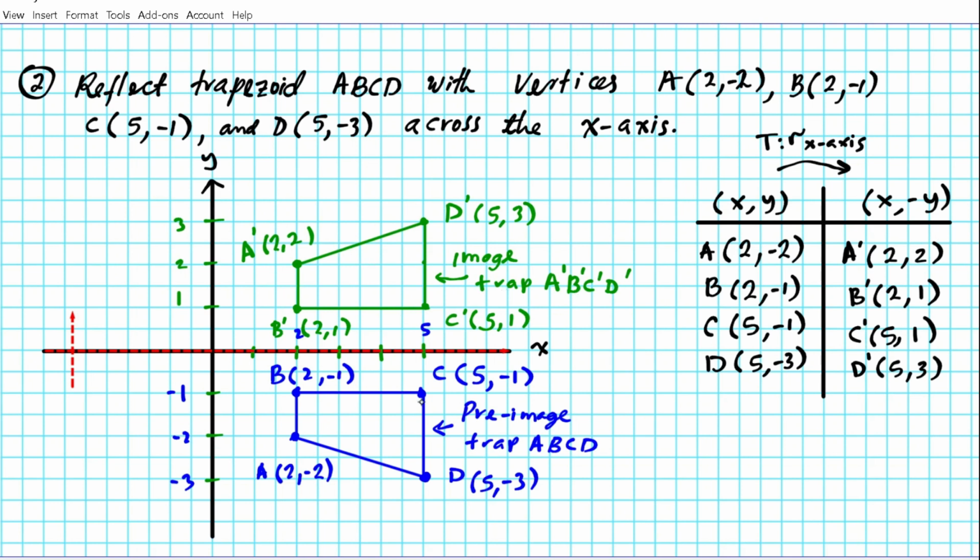Let's see what we have here. Let's check it. A prime, 2, 2, check. B prime, 2, 1, just compare with the graph, okay? And then C prime, 5, 1, check. D prime, 5, 3, check. Our answer is correct. All right, so it's now your turn to do some practice problems.